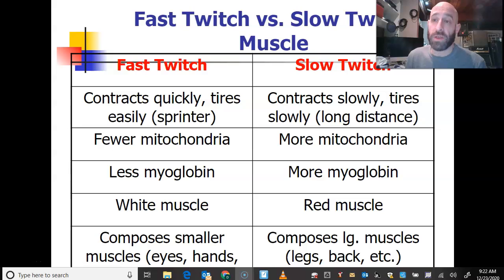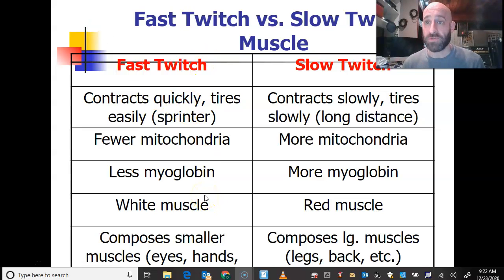Slow twitch fibers, on the other hand, those are built for sustained longer contractions. So it's going to contract a little bit slower, but you're going to be able to sustain that contraction. So for example, someone who's a long distance runner, those muscles can just perform for much longer. And the difference is the type of fiber. So I'm going to quickly run through those, and then we're going to talk about this more in class. So let's start with fast twitch first.